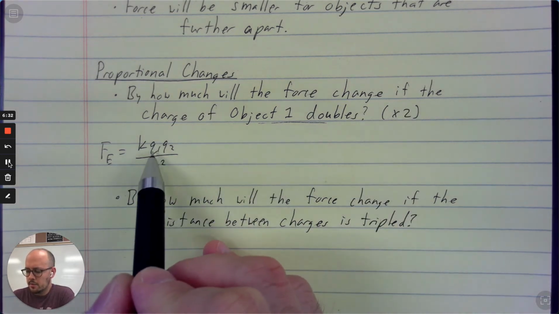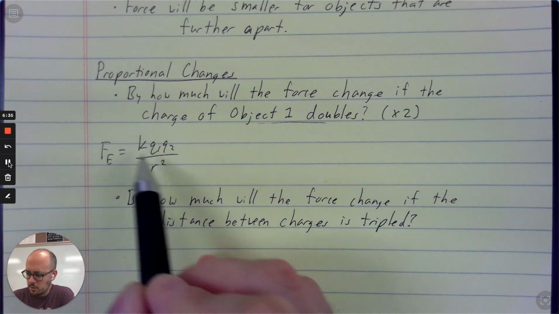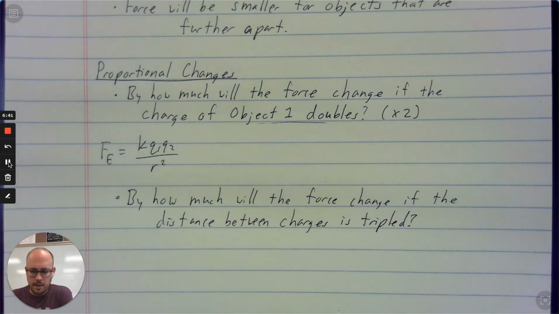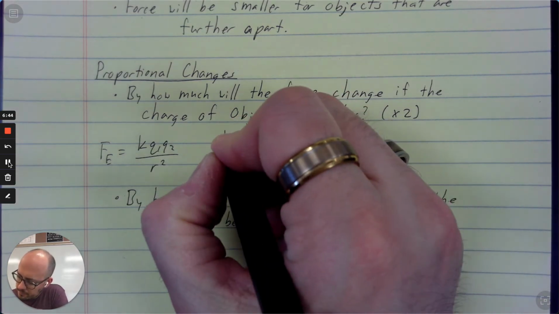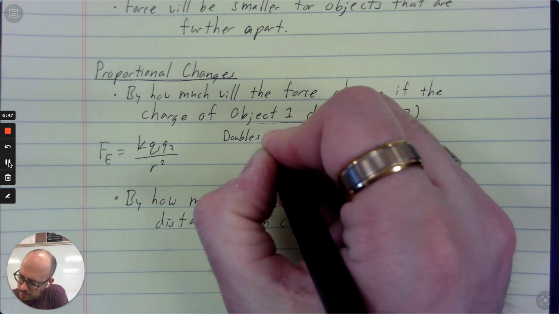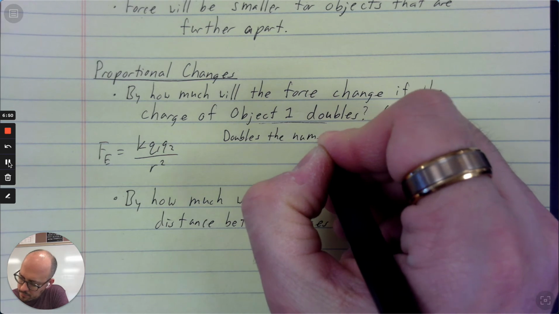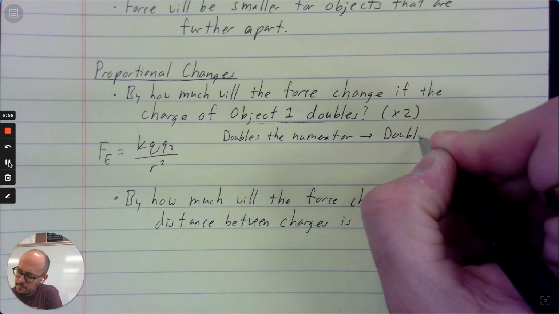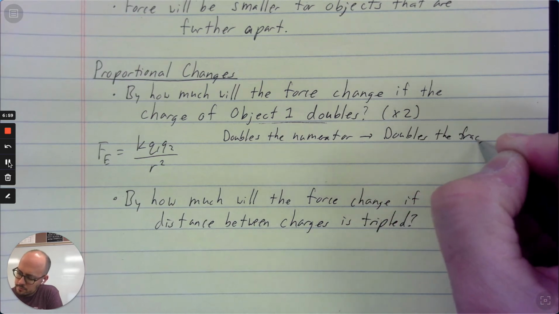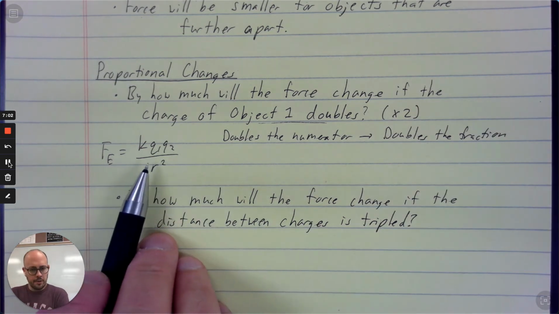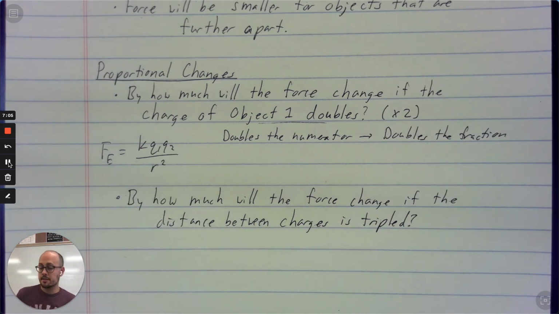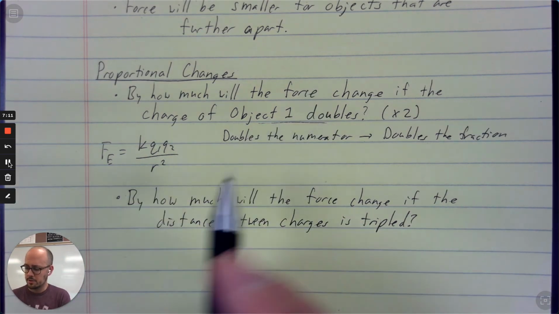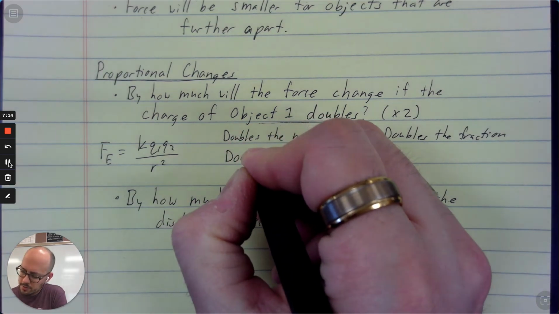Okay, so the charge of object 1 doubles. And the way the fraction works, if you double what's in the numerator, you're going to double the value of the whole fraction. So this doubles the numerator, and the end result of that is doubling the fraction. Whatever the charges are and whatever the distance is doesn't actually matter, because all we're focused on is the change. So if you double one of the charges, you will get double the force.